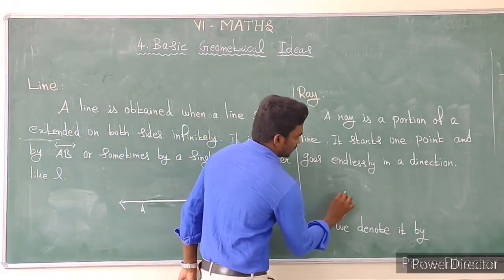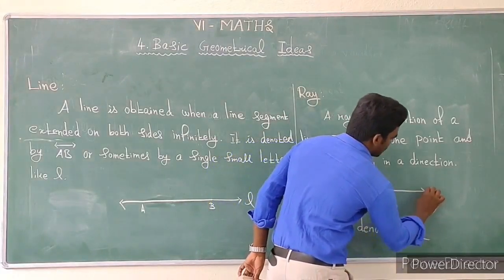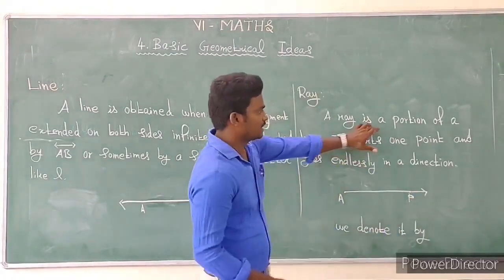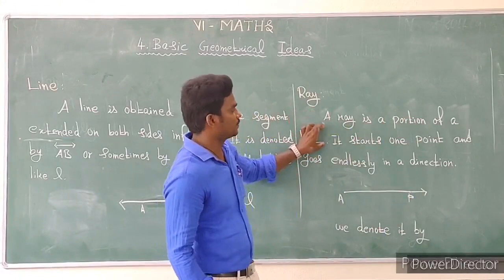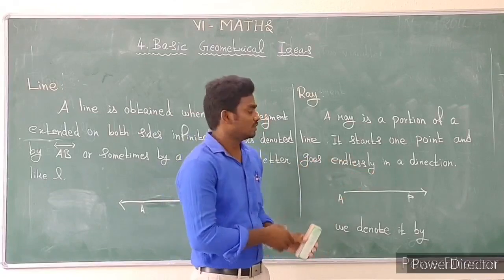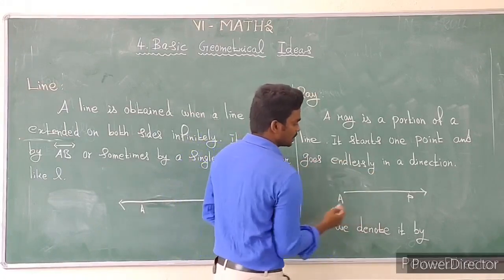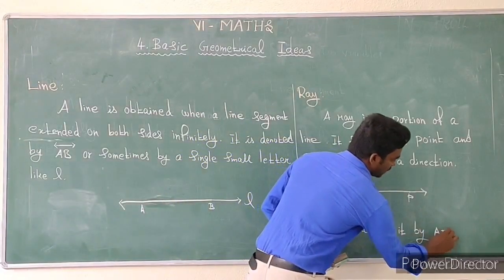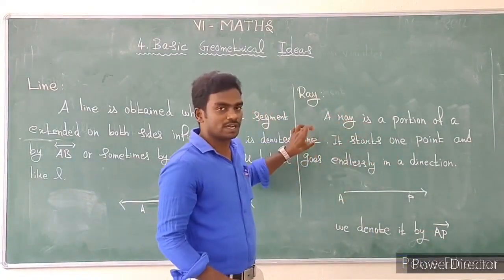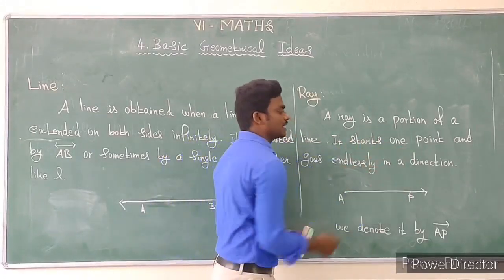Next one is ray. We start at this point A. You know this is a point. Starting from A, it goes endlessly in one direction. This is called ray AB. A ray is a portion of a line. It starts at one point and goes endlessly in one direction, either right side or left side. We denote it by AB with the ray symbol. So this is called ray AB.